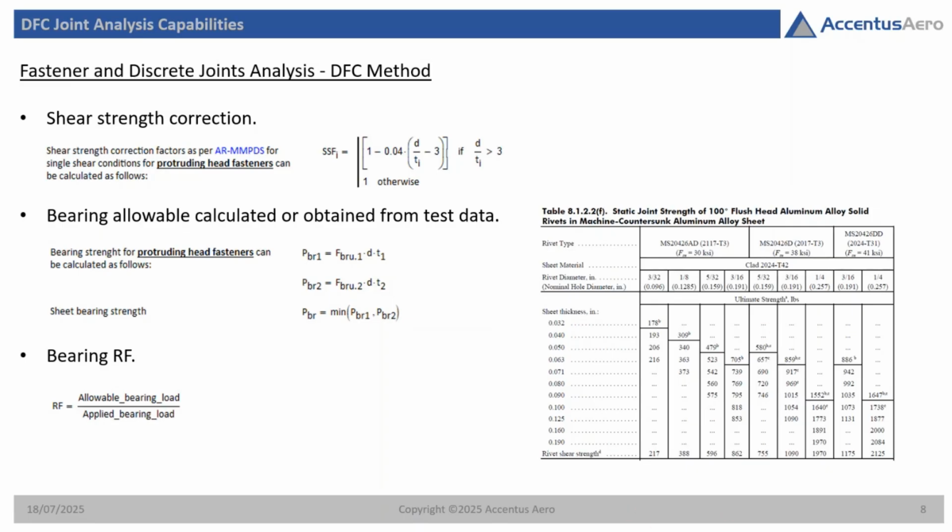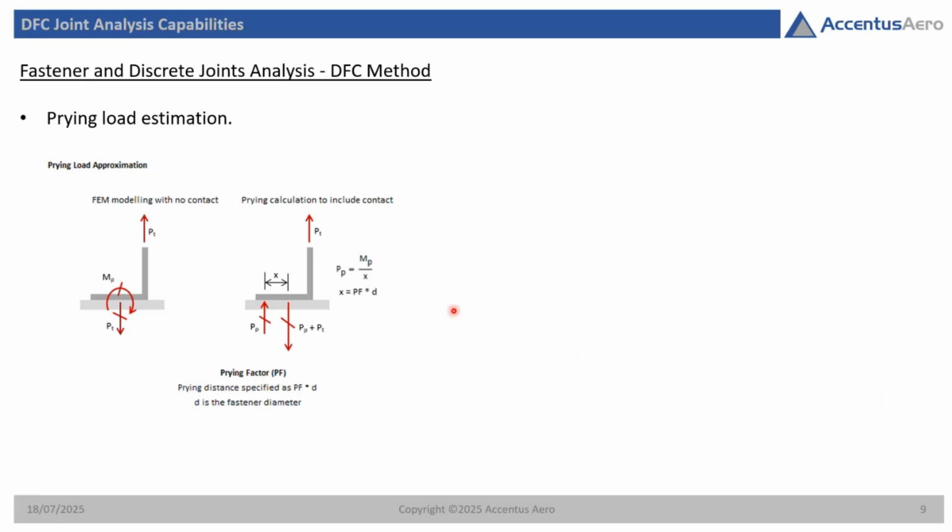So very simple calculations. We also include a prying load estimation. Note that if you model joints without contact, the prying load introduces an additional tensile load on the fastener. The way we estimate that is we extract the bending moment from the connector, and then using a prying factor, we divide the bending moment by that prying factor, and then we can add that load to the fastener to get the resultant tensile load. So this is a way of estimating additional tensile loads due to pry at the joint.